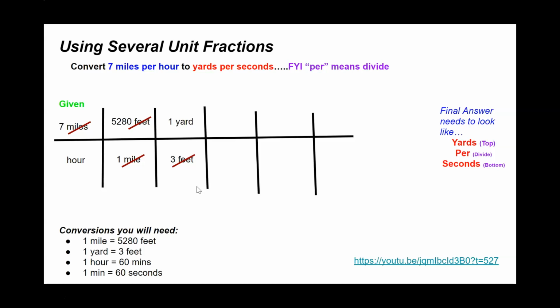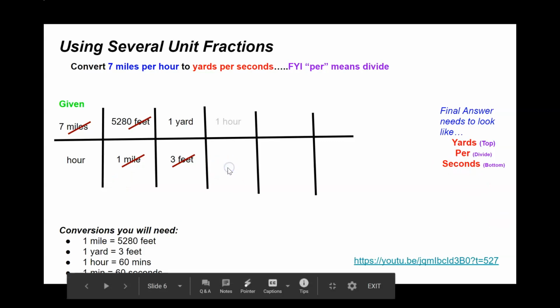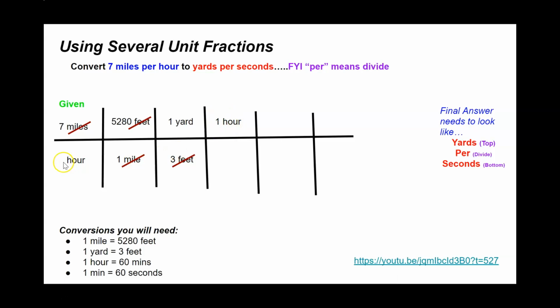So what my final answer looks like now if I were to stop? It'll be yards per hour. I do not want yards per hour. I want yards per second. So this hour has to go. I need to convert this hour to seconds so I have it at the bottom. So I put the hour on top this way because why? They're diagonal. One here, one up top, one up here. So long as they're diagonal like that, you can actually cross them out.